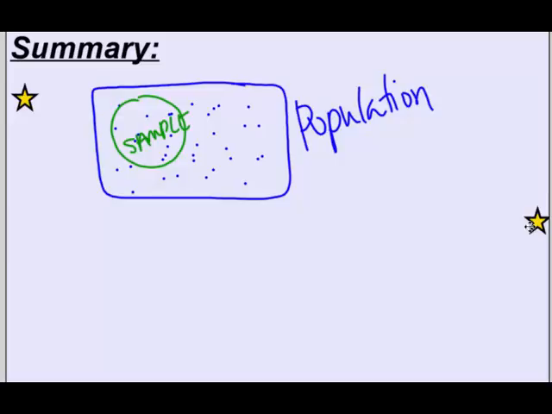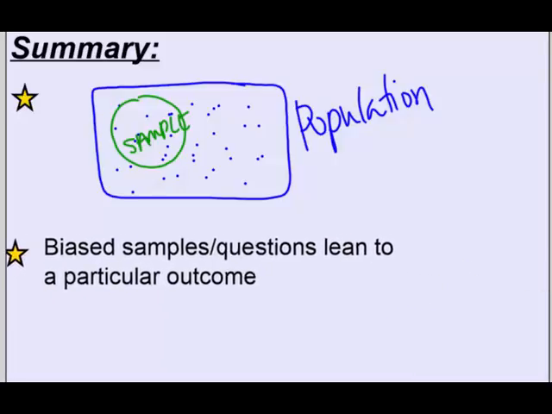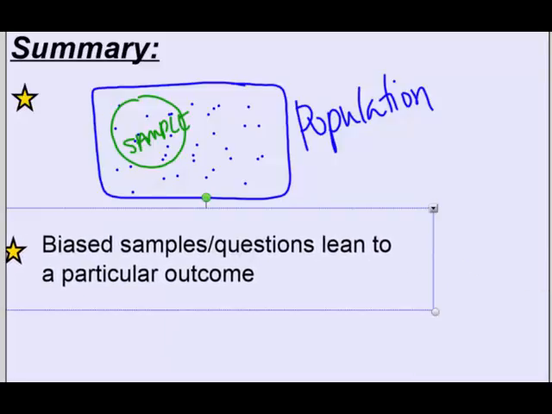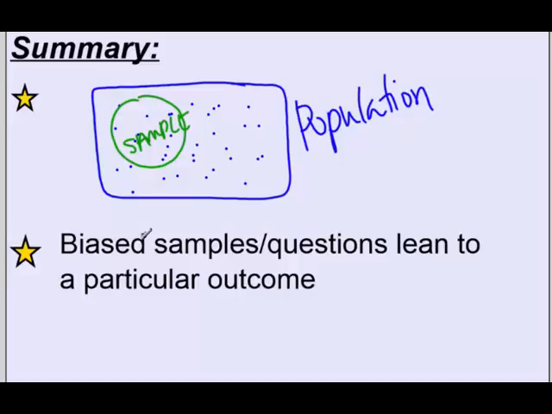And then the last part is, when you take a survey, you do have to make sure that your samples and your questions are not biased. They're not leaning towards a particular outcome. You need to make sure that they're fair samples and that they're fair questions that you're asking. So biased samples and questions lean to a particular outcome, and you don't want biased samples or questions if you want fair information to represent your entire population.